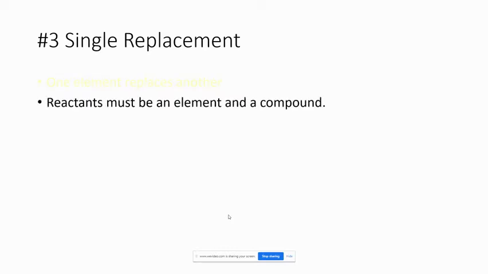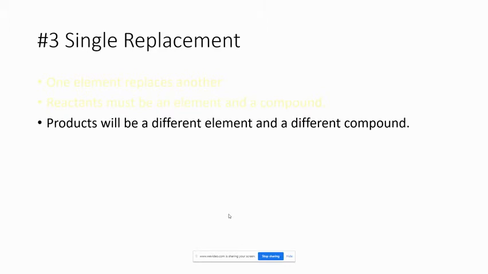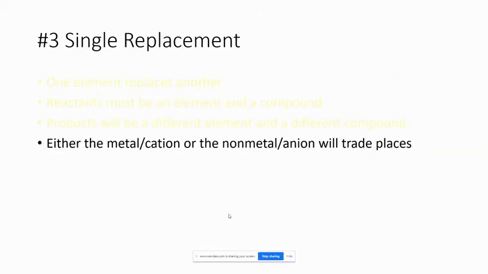Reactants must be an element and a compound. So we have one reactant that is an element all by itself. The other is a compound, meaning two or more elements. The products will be a different element, so a different thing that's by itself, and a different compound, because one of the elements is going to switch places with another. Either the metal or cation or the non-metal anion will trade places.